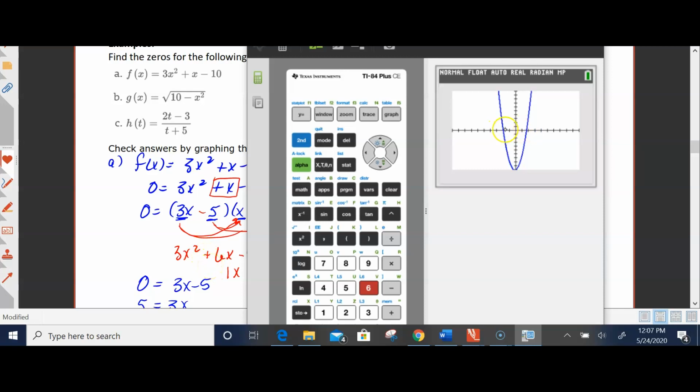So I've got a 0 right here, looks like it's negative 2, and I've got a 0 right there. Looks like it's between 1 and 2. So a 0 of negative 2 and an x-intercept between these two guys.